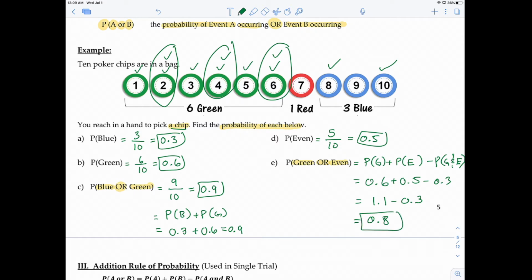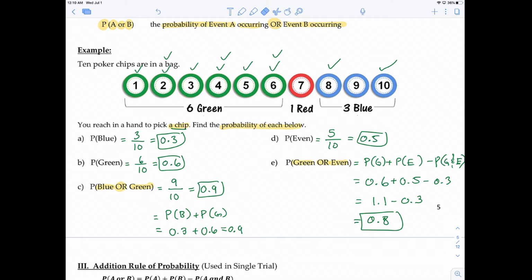And let me show you an alternative way. So this is the actual definition for the addition rule. The addition rule works for an OR probability, and the addition rule is the probability of an event, let's call it A or B, is equal to the probability of A plus the probability of B minus the probability of A and B.